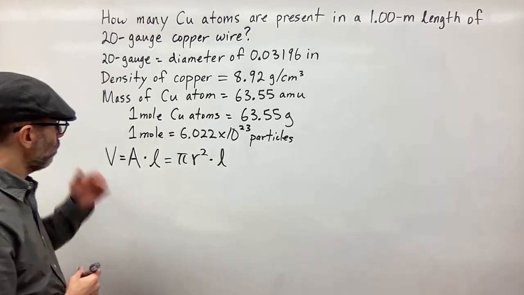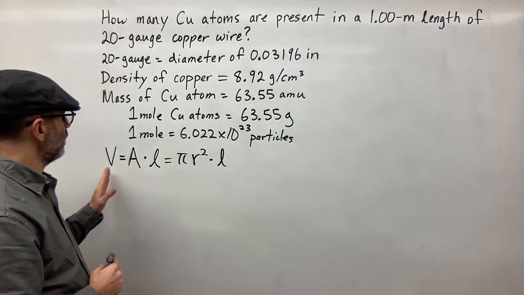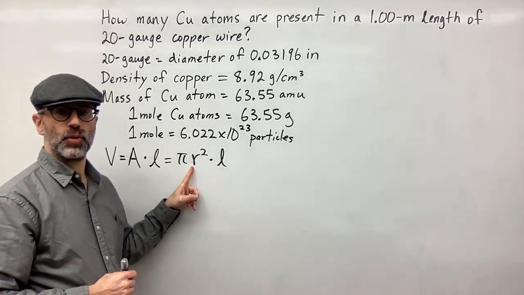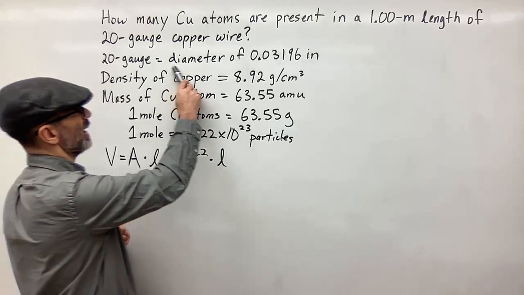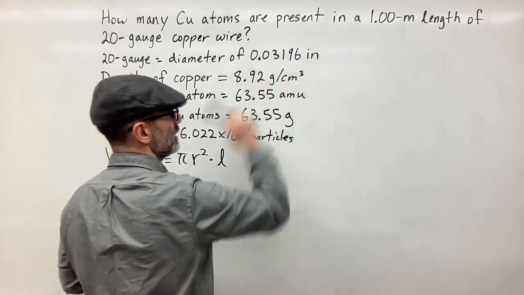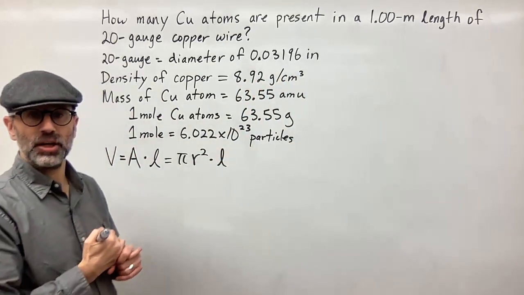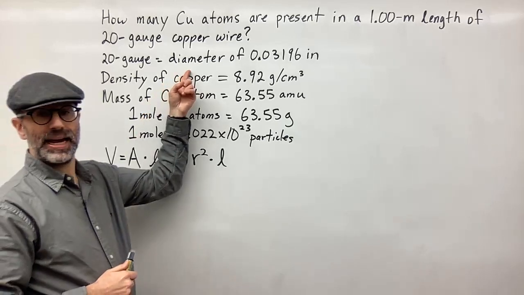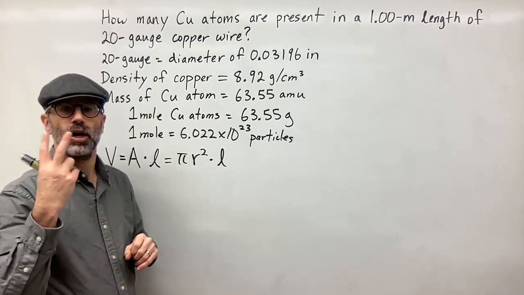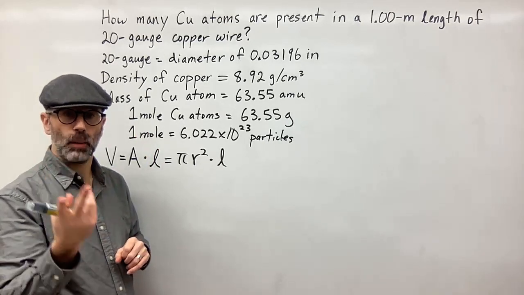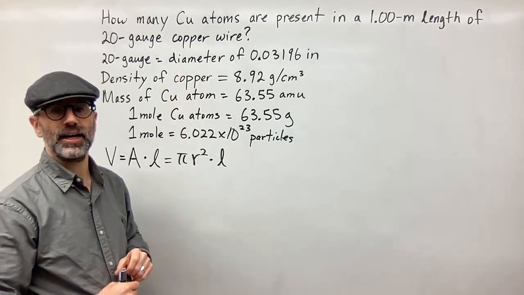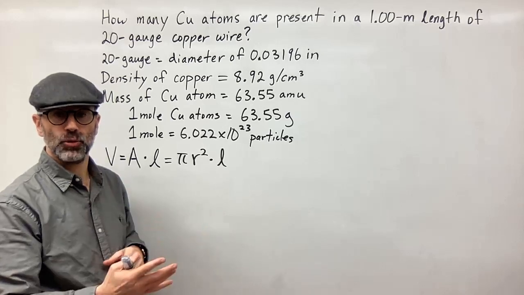Okay, so first things first. We need to calculate the volume. We need the area, or we need pi r squared. So we need to get the radius squared in centimeters. Here we're given the diameter of 0.03196 inches. We need to convert that to centimeters, and we need to convert diameter to radius. We know that the diameter is equal to the radius times 2. It's double the radius. So we divide the diameter by 2 to get the radius.